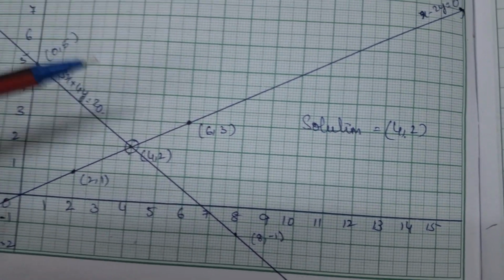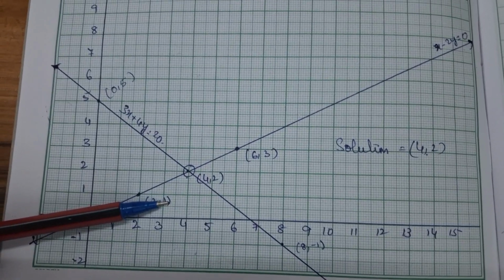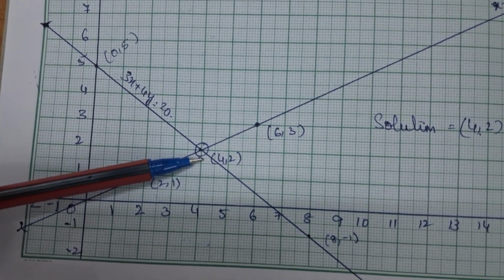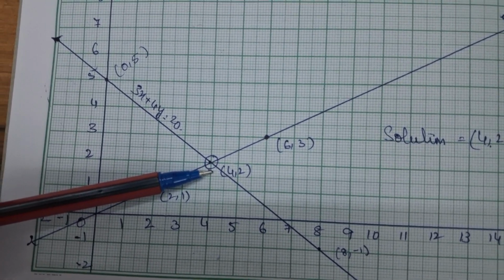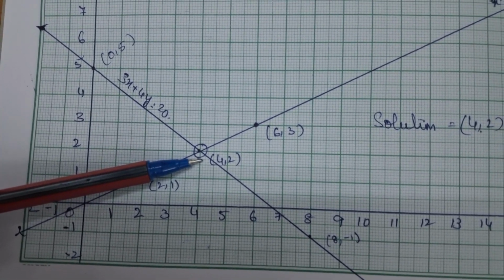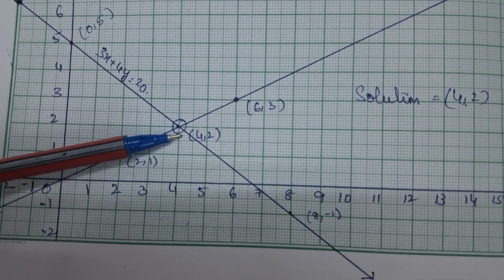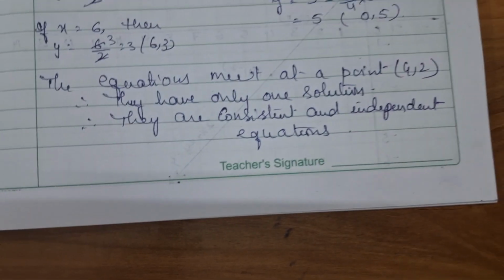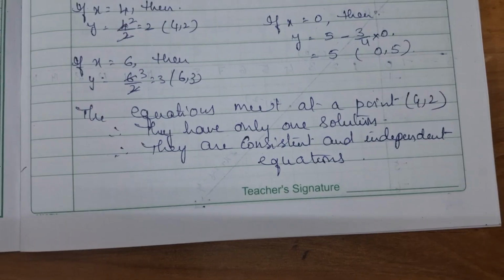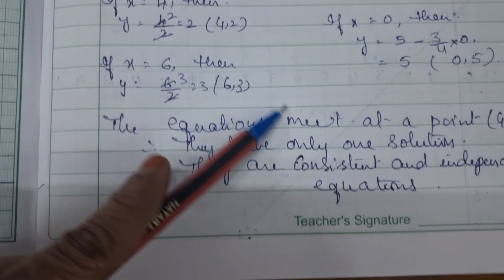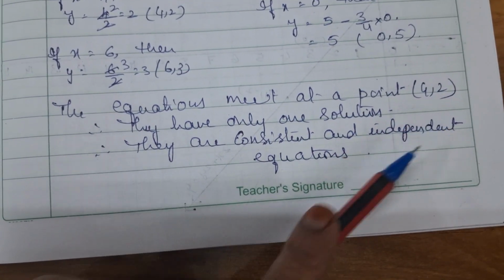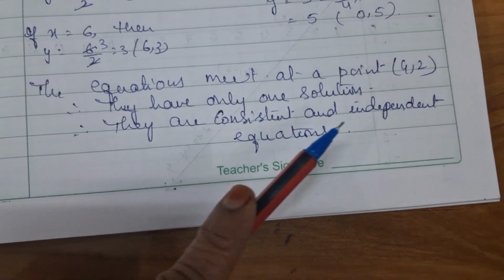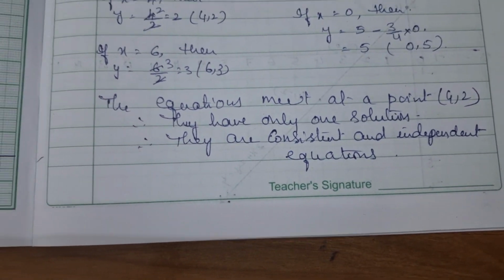That means how many solutions do these equations have? Only one solution. Already we have discussed it, children. A single solution, unique solution. Those are called consistent and independent equations. So the same solution I have written here. You see, the equations meet at a point 4 comma 2. So they have only one solution. So they are consistent and independent equations.